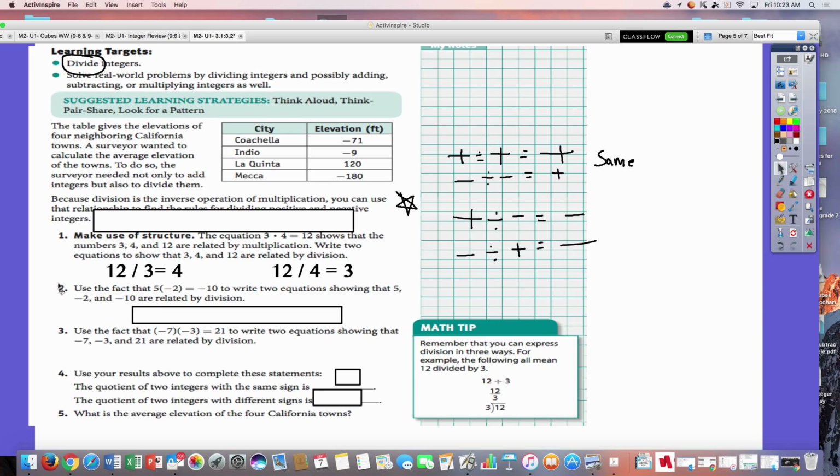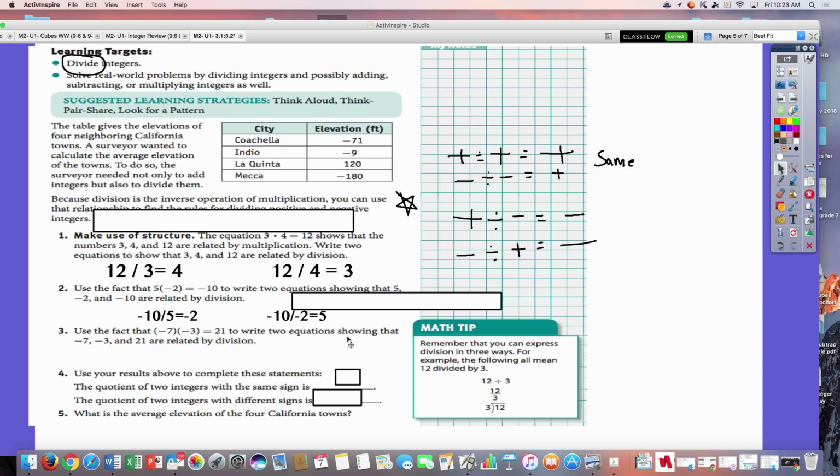They're going to ask us to do the same thing here, number 2. 5 times negative 2 equals negative 10. Positive times a negative equals a negative. Different signs, negative. We're going to write a division fact family for that. Bacon! Welcome back. I bet you got this one. Negative 10 divided by 5 is negative 2. Negative 10 divided by negative 2 is 5. Different signs, negative. Same signs, positive.